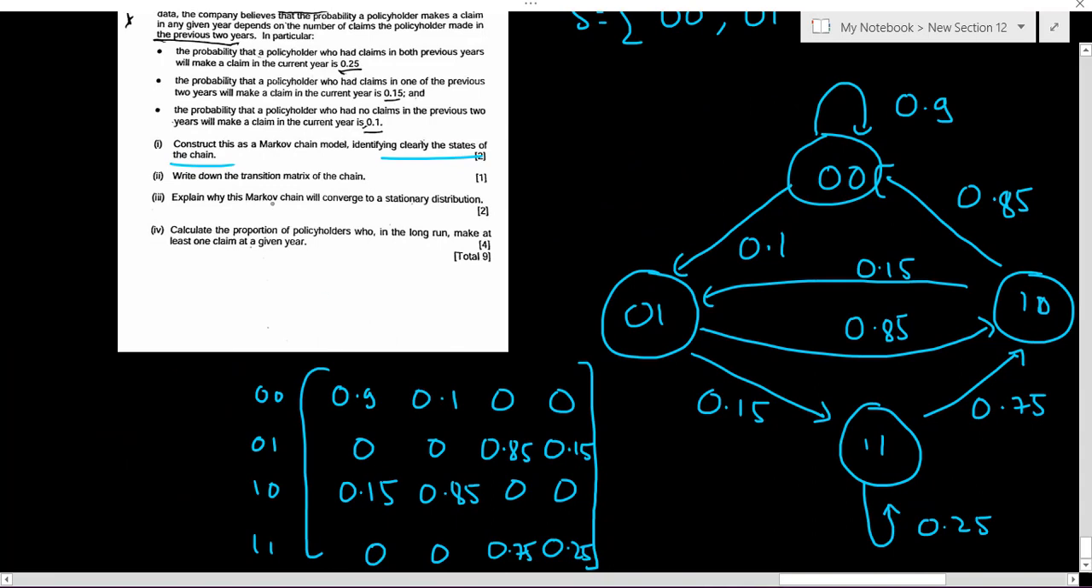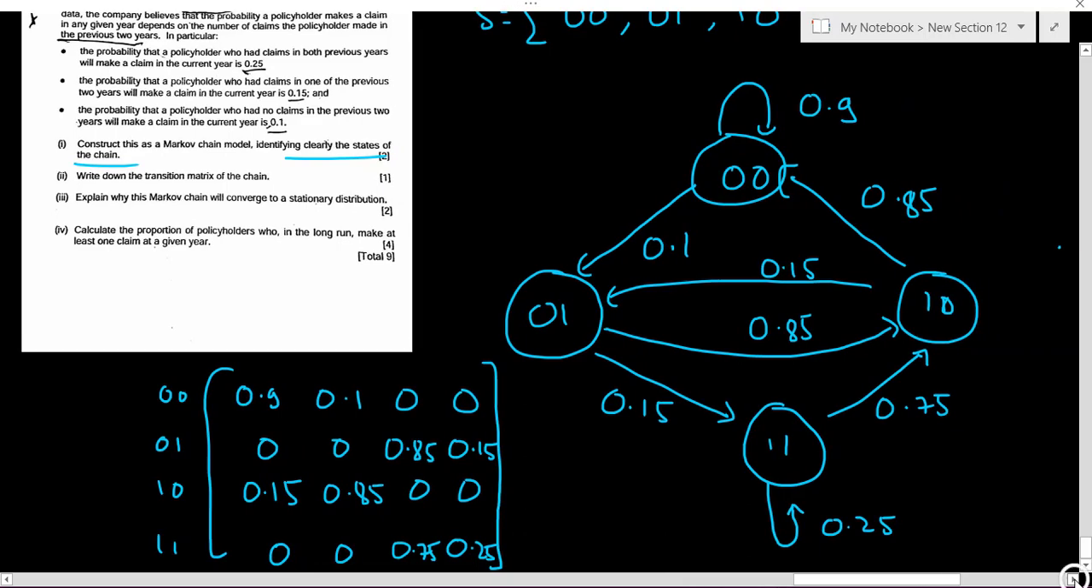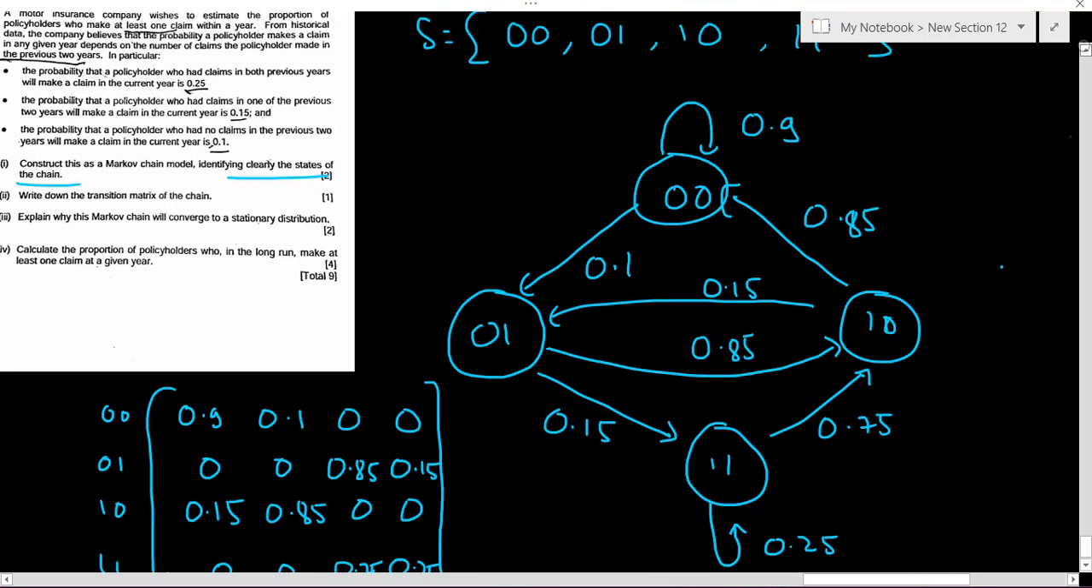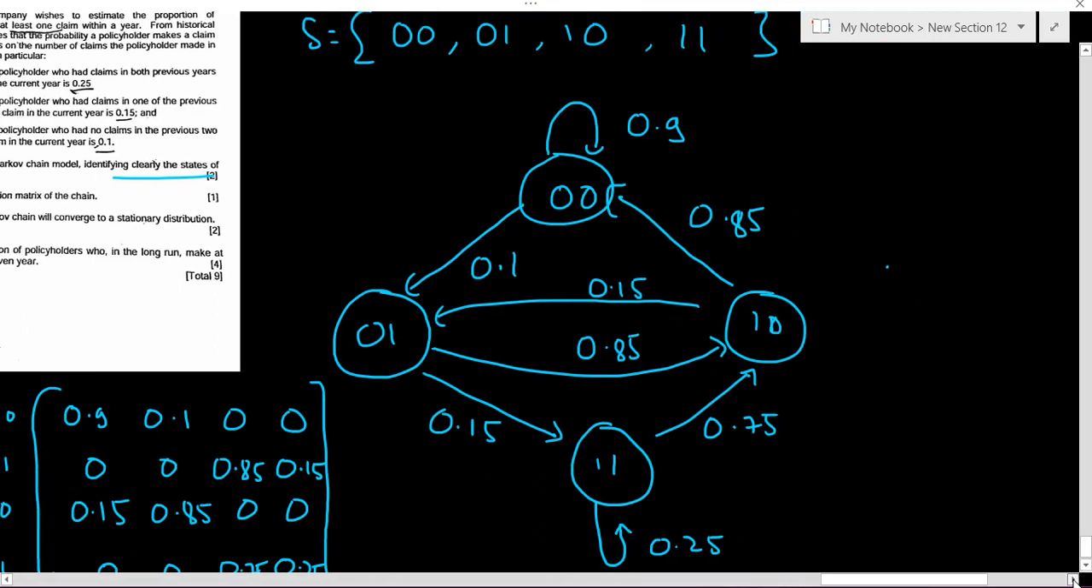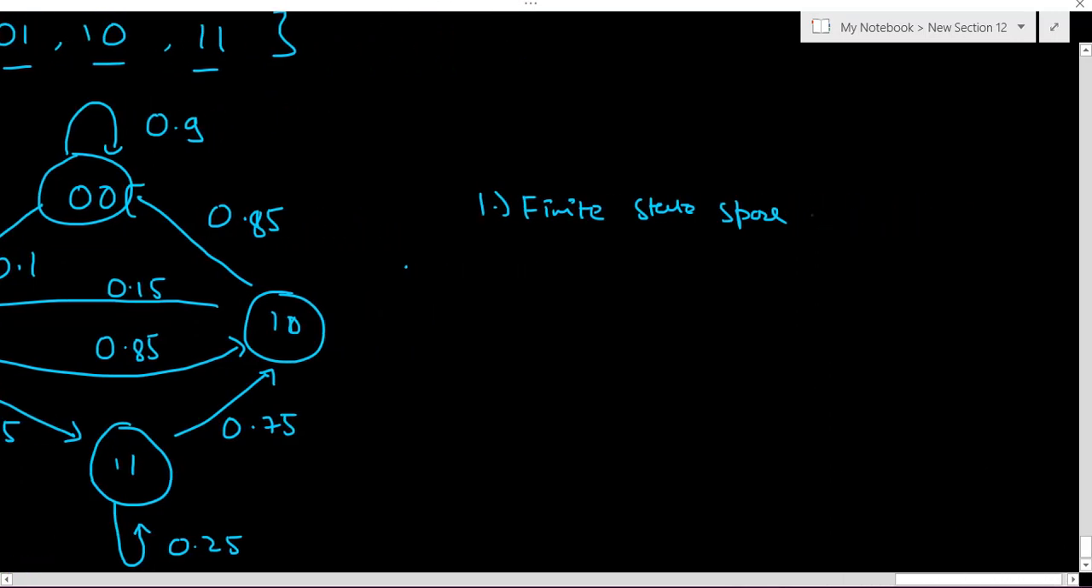Now they're asking us to explain why the Markov chain will converge to its stationary distribution. For that, the condition is that it should have a finite state space, first thing. So is the state space finite? The state space is finite, it has 4 states, so that would imply that it has at least one stationary distribution.